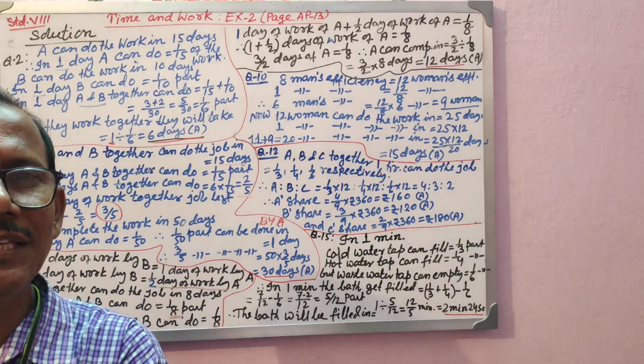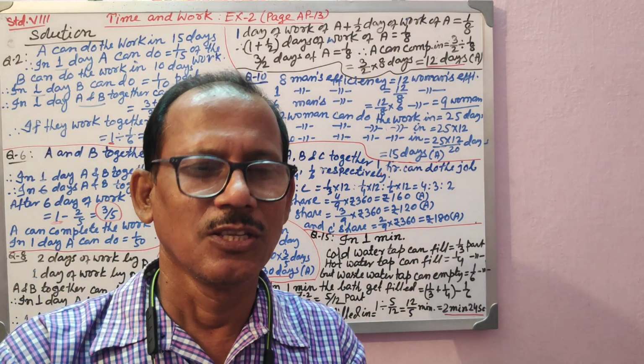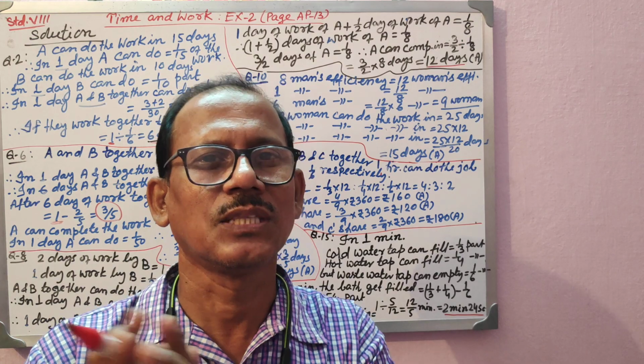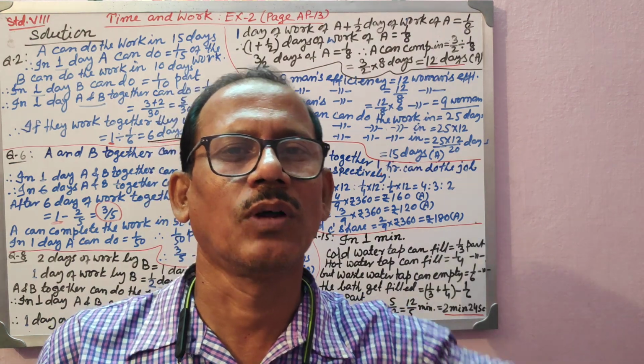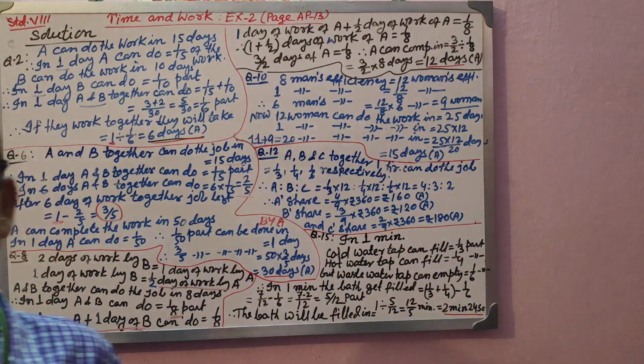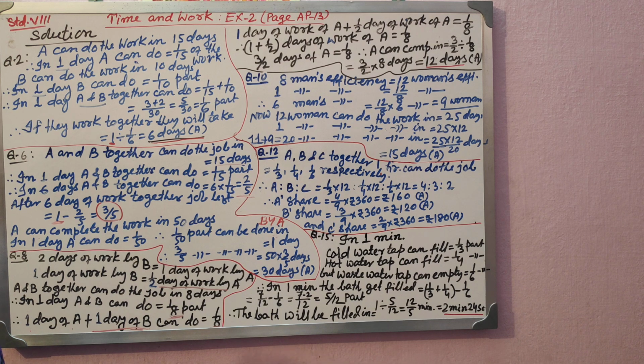1 day of B is equal to half day of A. So 1 day plus half day, that is 3 by 2 days, A can complete 1 by 8 part. How much will A take? 3 by 2 divided by 1 by 8, which is equal to 12 days. Things are easy once you understand.